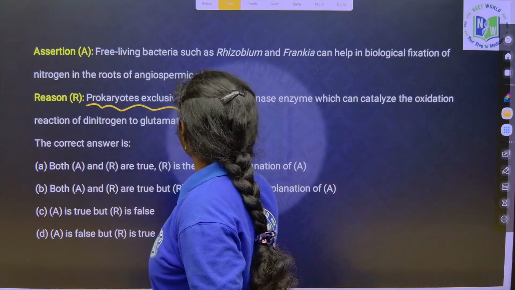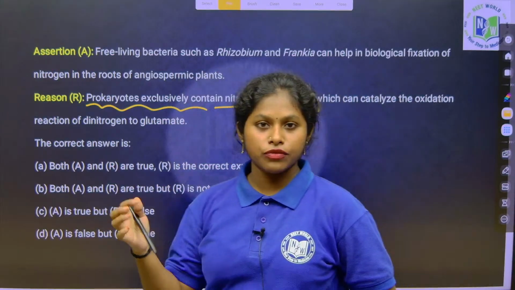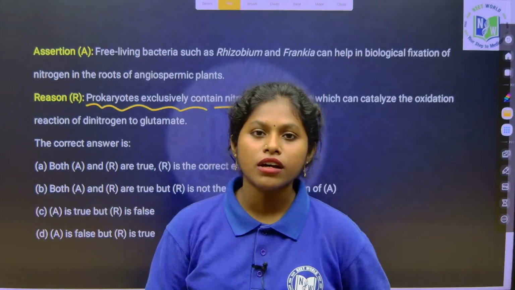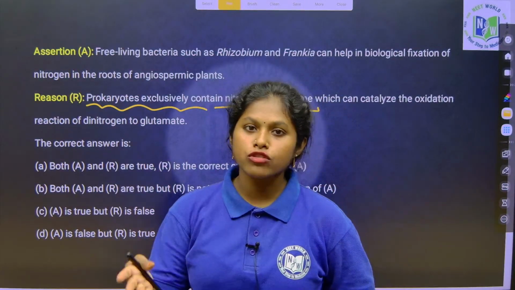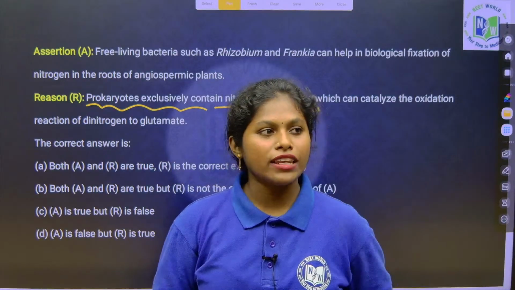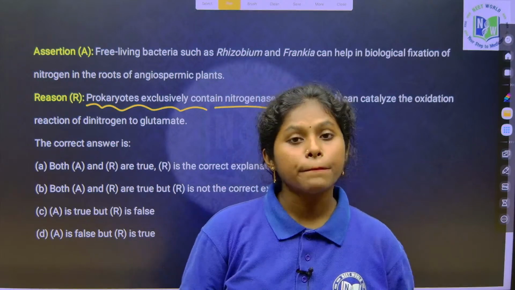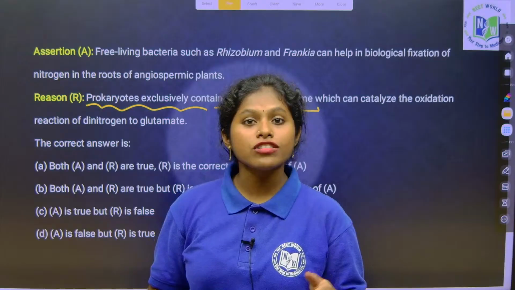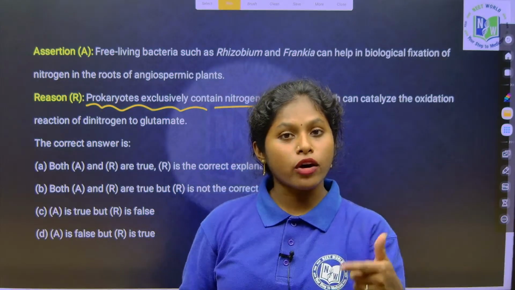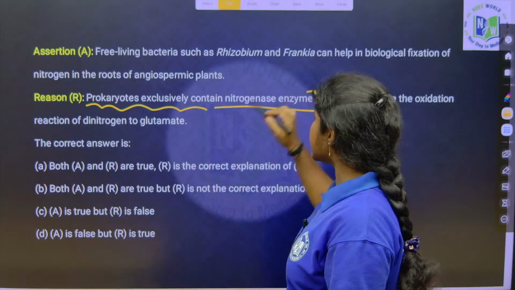Prokaryotes exclusively contain nitrogenase enzyme, of course the correct statement. So we don't have that mechanism to convert nitrogen into utilizable forms. Plants also don't have that mechanism. So any organism doesn't have that mechanism, but the prokaryotic organisms have it, because they have the main important enzyme called nitrogenase enzyme, right? So here it is correct.